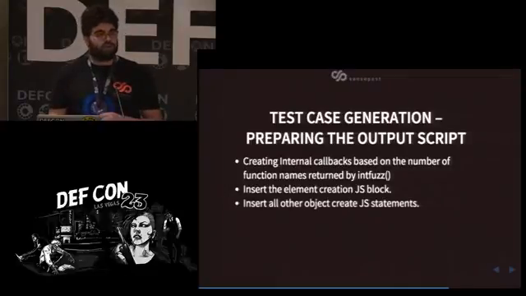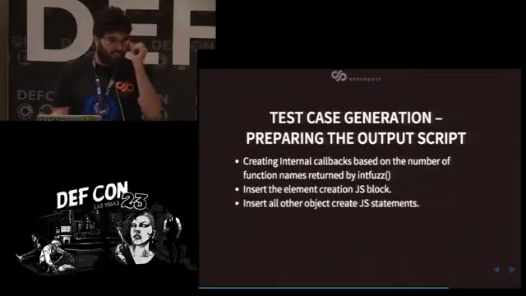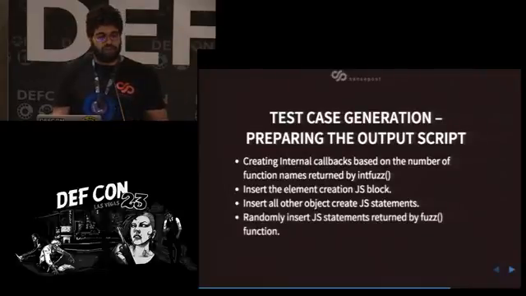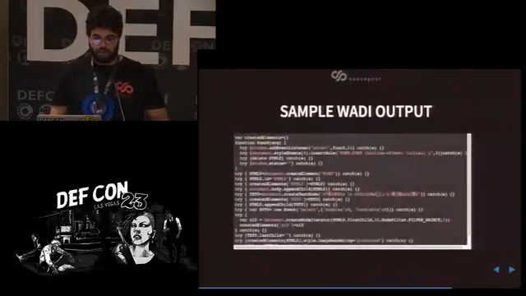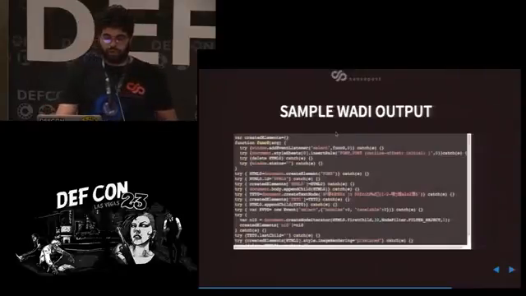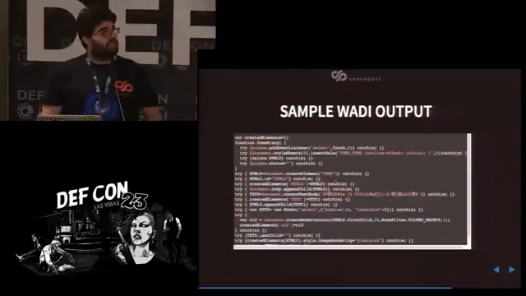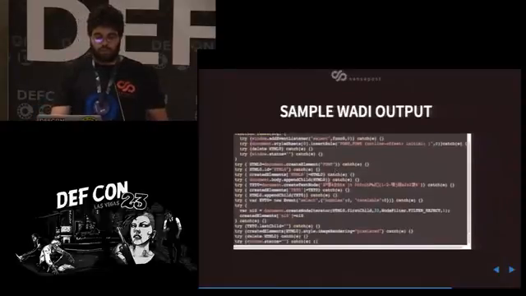After that, it will just insert all the object create JS statements like node iterators and all. And at the end, it will randomly insert the JavaScript statements that are used to fuzz these interfaces and these objects. This is the sample output from WADI. This will be in between script tags in a full HTML document. This is all dynamically created. None of this is manually created at all.